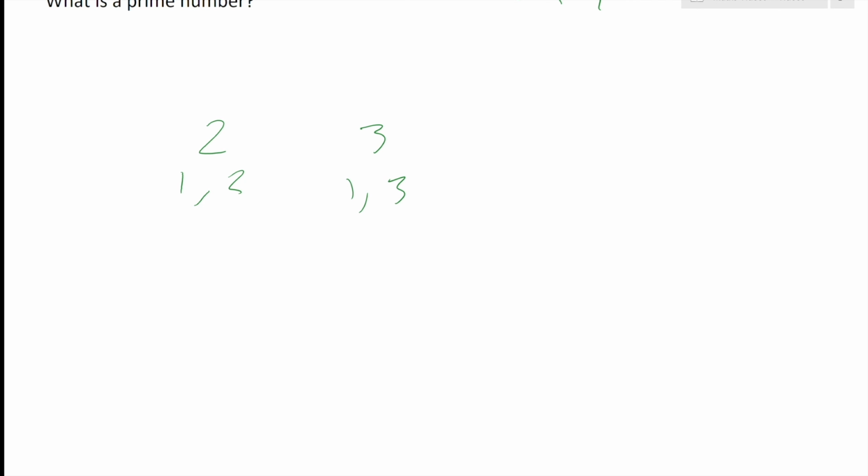However, if we now look at 4, 4 has factors 1 and 4, but it also has 2 as a factor. Therefore, 4 has more than 2 factors, and so is not a prime number. In fact, it's called a composite number. But now we have to ask the question, what about 1? Is 1 prime?